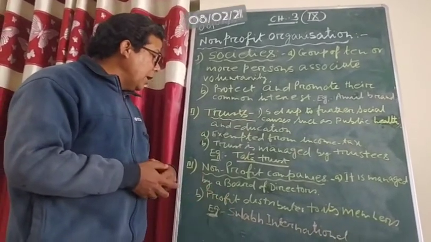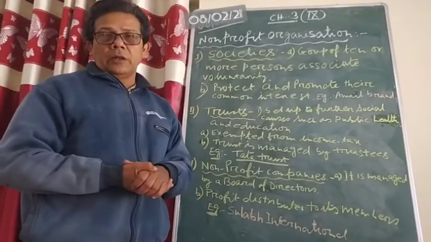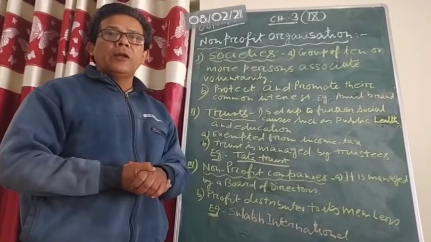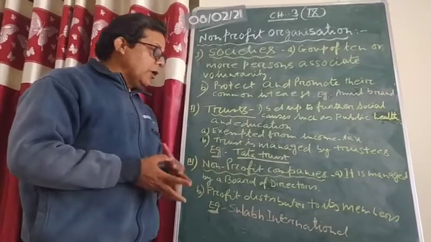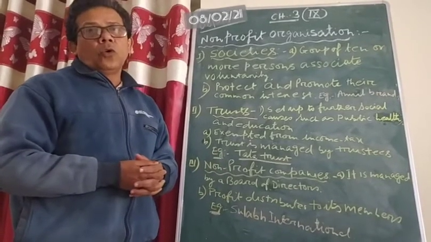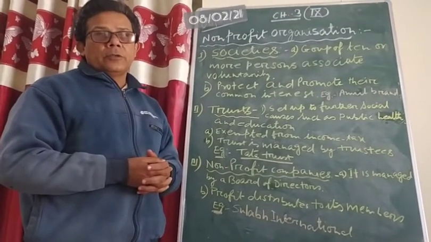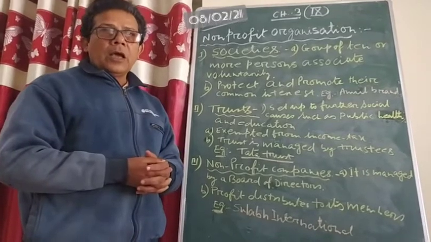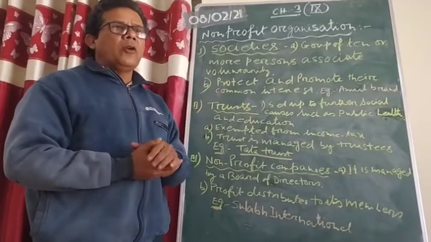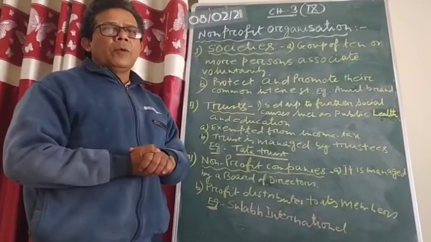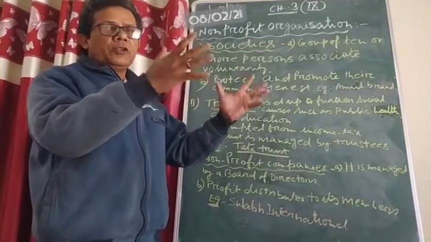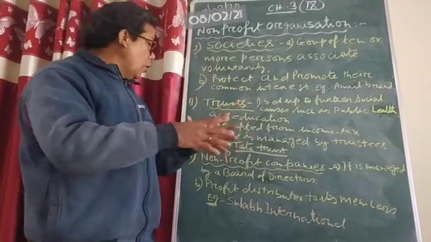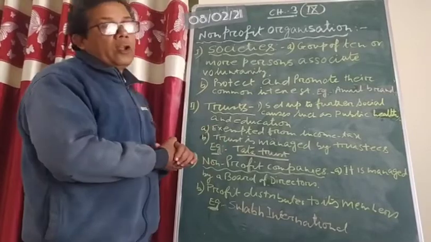The example is Sulabh International. You know Sulabh International. Wherever you go, you can find Sulabh International. What they do is provide certain services to the public. And from there, whatever minimum earning or profit they get, that money is distributed among the members of that non-profit company.